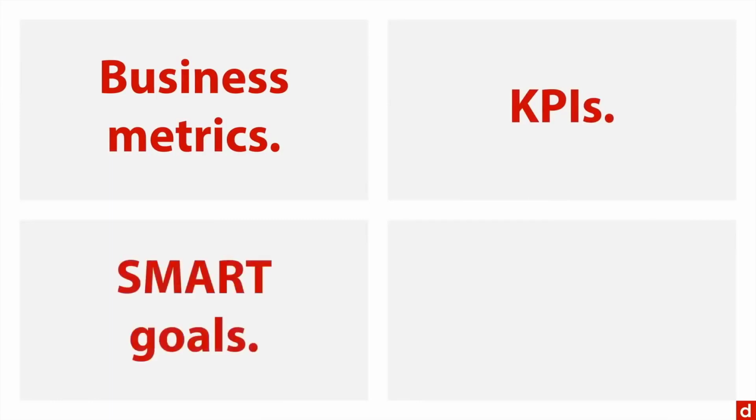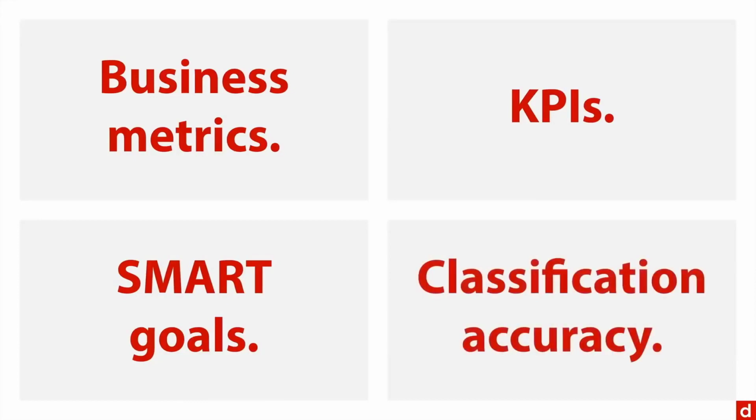For instance, you can talk about business metrics. You can talk about KPIs, which means key performance indicators, also used in business settings, or SMART goals, which is a way of describing goals that are actionable and timely and so on. You can also talk about, in a measurement sense, classification accuracy. And I'll discuss each of those in a little more detail in a later movie.